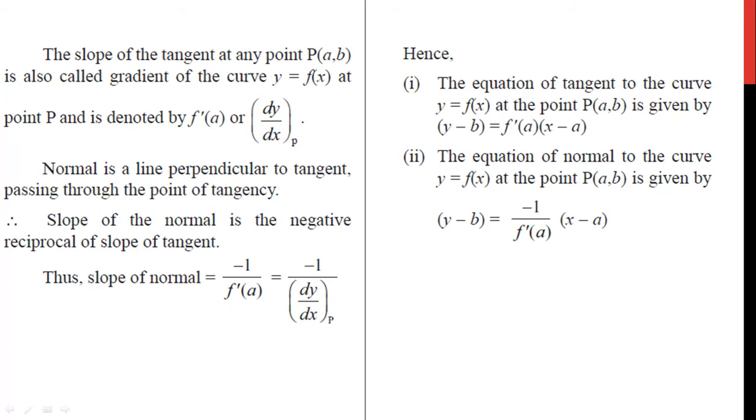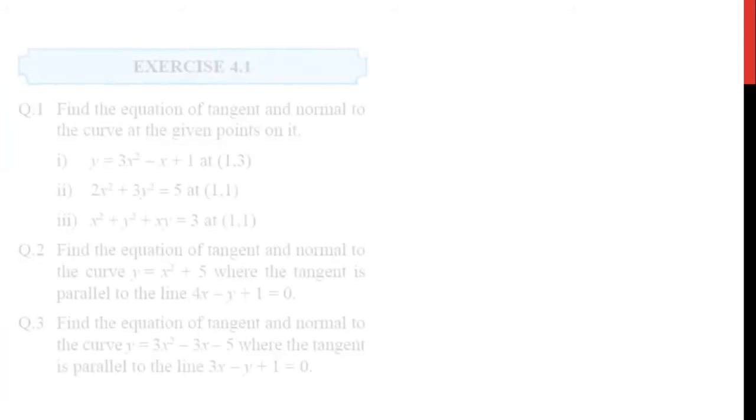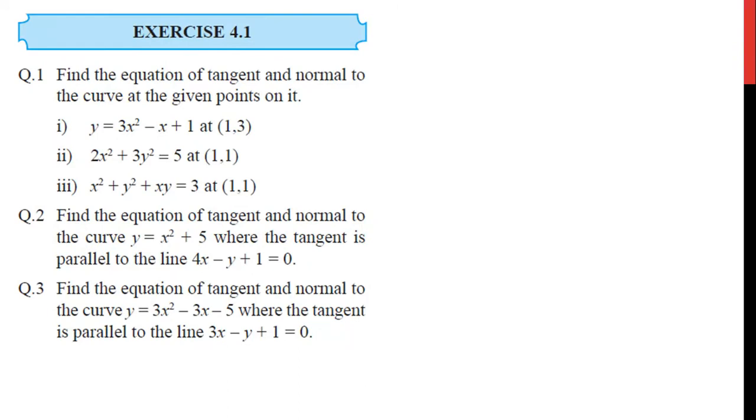So let us see the exercise given in your textbook. Today in this lecture we will solve some examples related to that exercise. Okay, so let us see. This is our exercise number 4.1. In that there are 3 questions. Today we will solve question number 1, that is find the equation of tangent and normal to the curve at the given points on it.